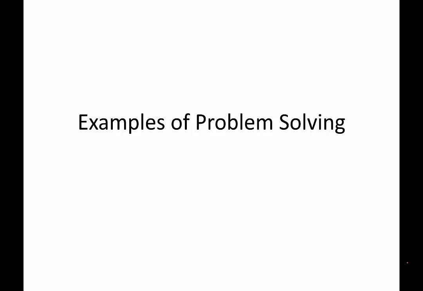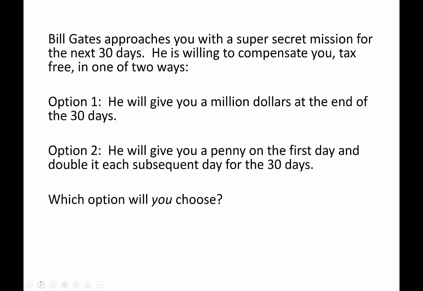In this video, we're going to look at one example of problem solving. Here's the question. Bill Gates approaches you with a super secret mission for the next 30 days. He is willing to compensate you tax-free in one of two ways. Option one, he will give you $1 million at the end of the 30 days. Option two, he will give you a penny on the first day and double it each subsequent day for the 30 days. Which option do you choose?